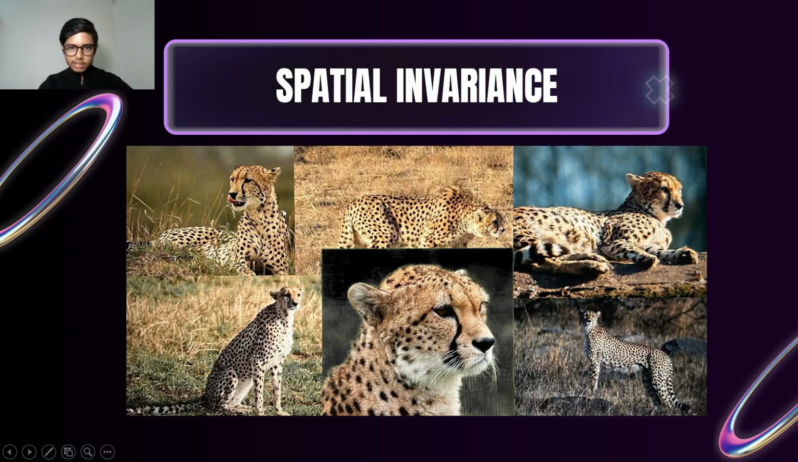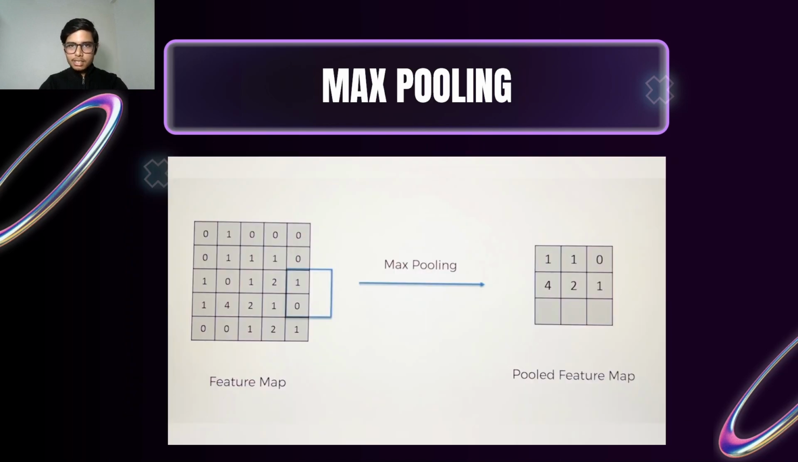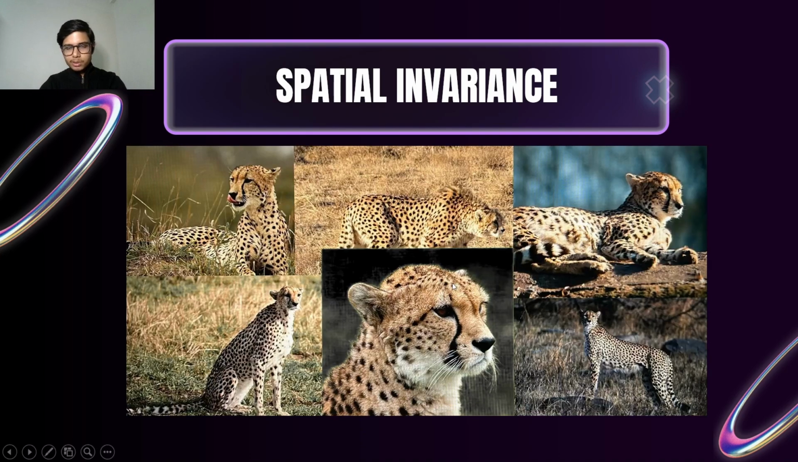So basically, we want the CNN to recognize that this is a leopard, irrespective of where it is situated in the image. This is basically known as spatial invariance. So what helps us to do this in a CNN? That's basically pooling. And in this video, we are going to talk about max pooling. Pooling helps us achieve spatial invariance in the CNN.